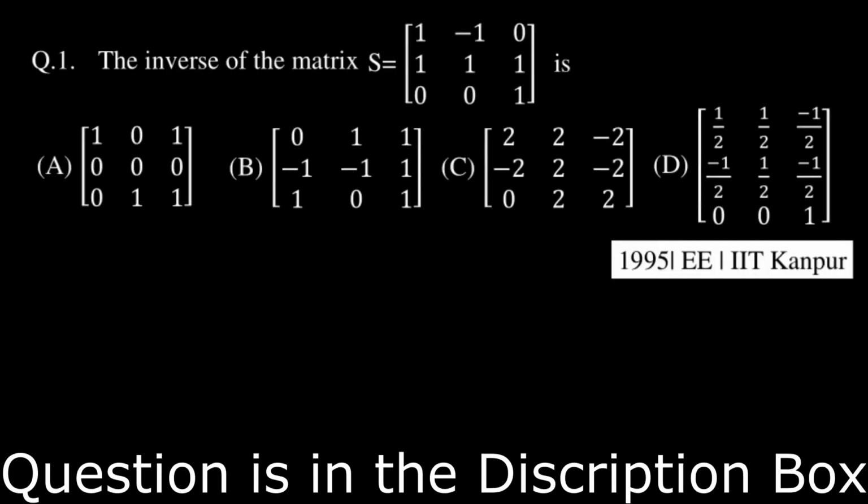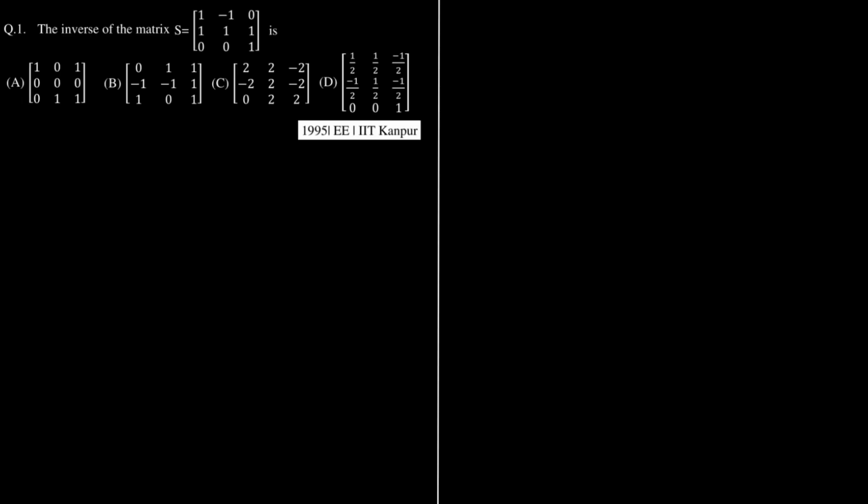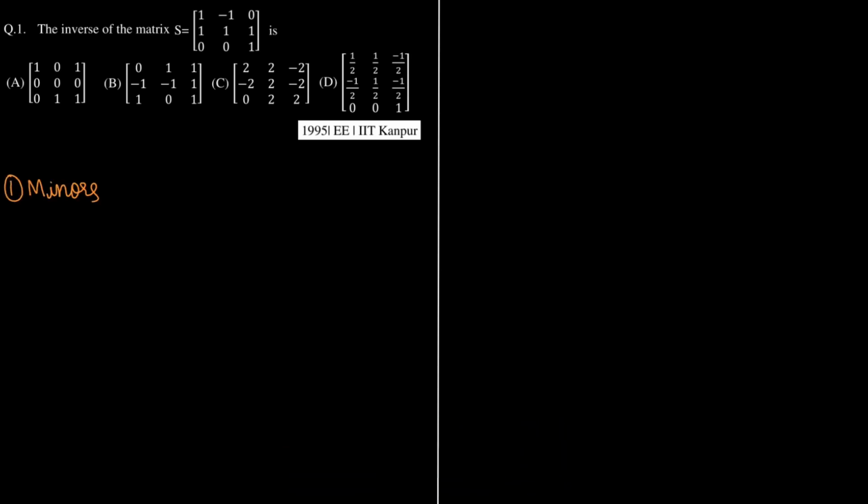This question was asked in the year 1995 and the question is the inverse of a matrix S. They have given a matrix and we need to find the inverse of it. Before finding the inverse of the matrix, we should know some basic concepts, and those concepts are first, minors, second, cofactors, third, adjoint, and fourth and the final one is the inverse itself. First, we will talk about minors.